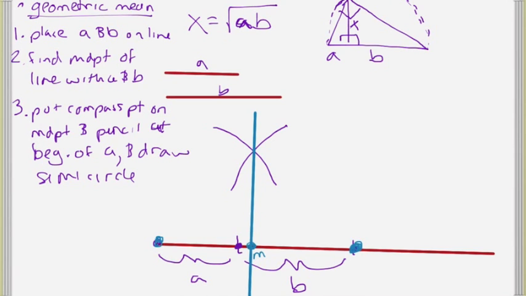is not working. Compass point at the midpoint, compass pencil on A, and draw a semicircle that should hit A and B.